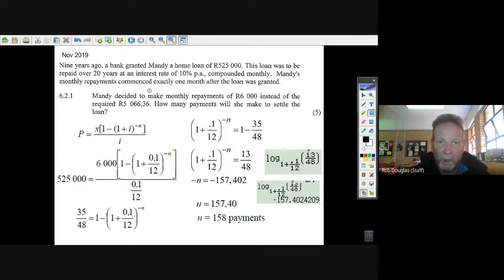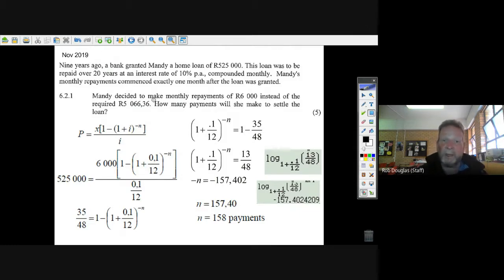And the payments happen 1 month after the loan was granted, which means all the equations just work perfectly the way they are. But she decided to make payments that were more than 5,066.36, which would have paid off this loan. How many payments will she make to settle the loan? So they're looking for payments, they're looking for periods, they're looking for n.